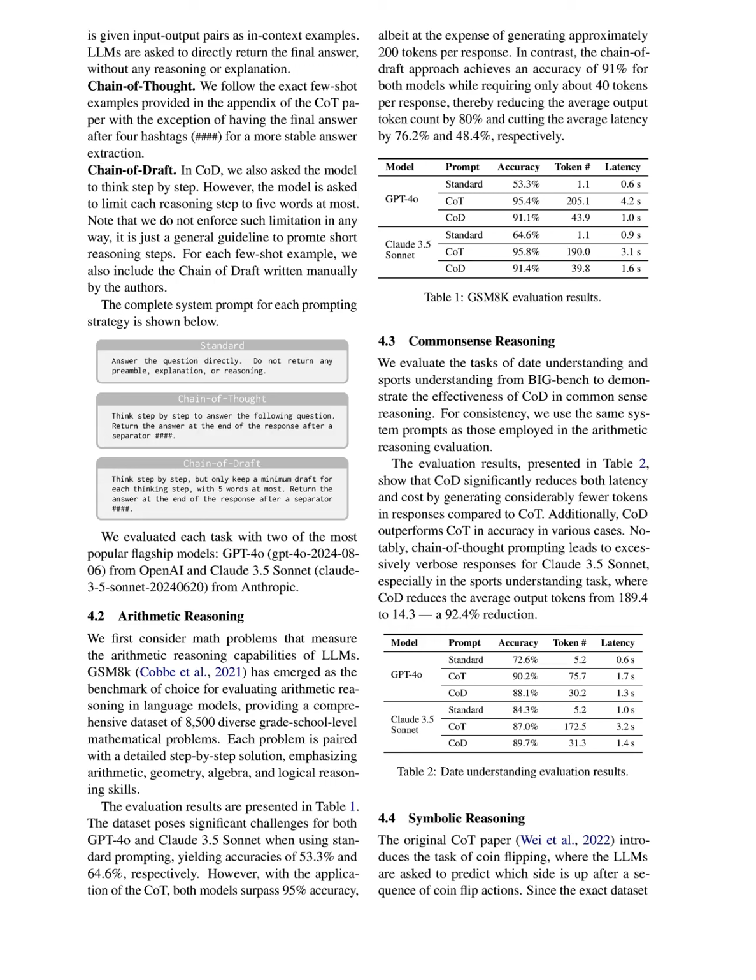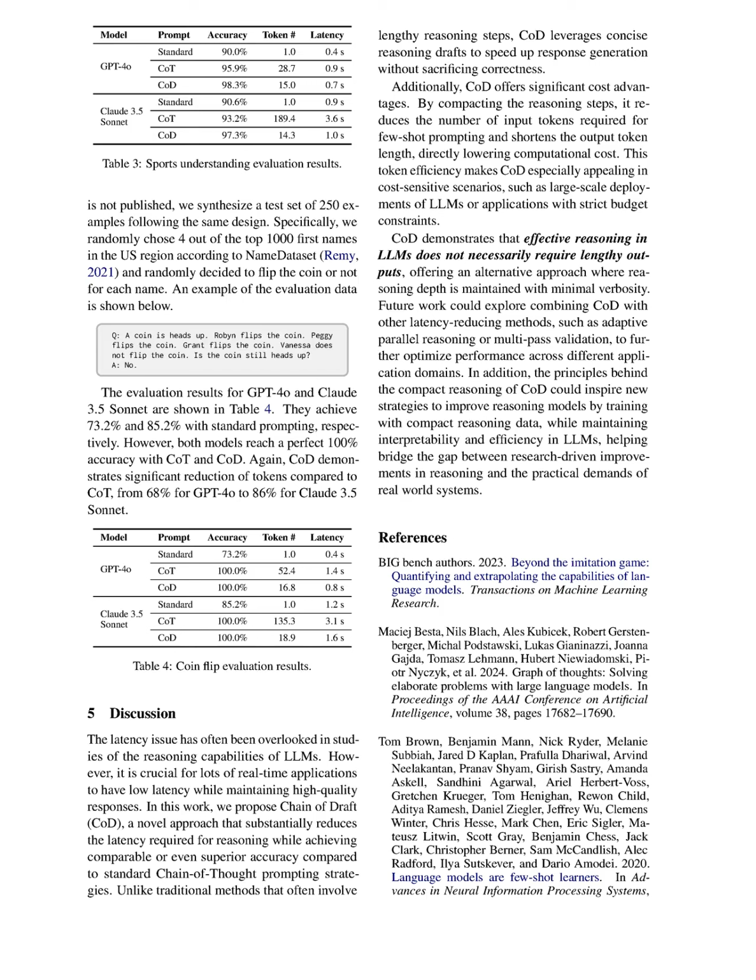For common sense reasoning tasks, COD not only reduced the average output tokens from 189.4 to 14.3, a 92.4% reduction, but also outperformed COT in accuracy in several cases. In symbolic reasoning, both COD and COT achieved perfect accuracy of 100%, but COD still demonstrated a significant reduction in token usage, with reductions of 68% for GPT-4o and 86% for Claude 3.5 Sonnet compared to COT. Overall, COD effectively maintained or improved accuracy while drastically reducing both latency and computational costs.